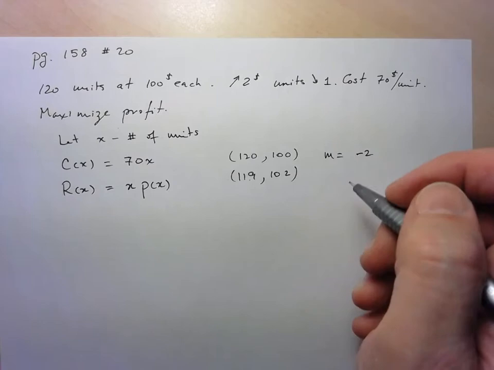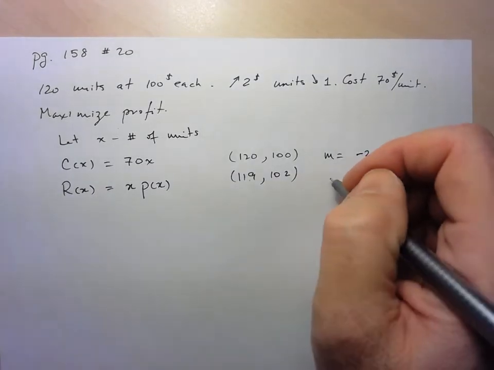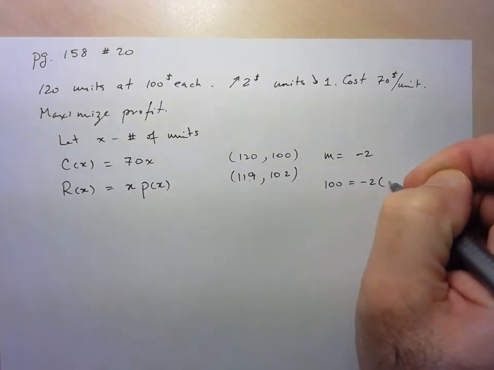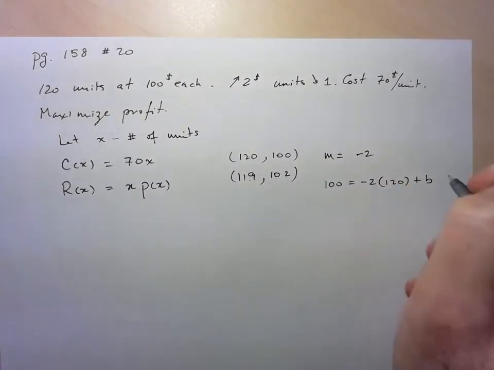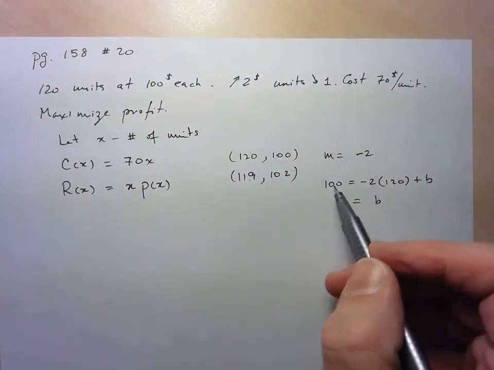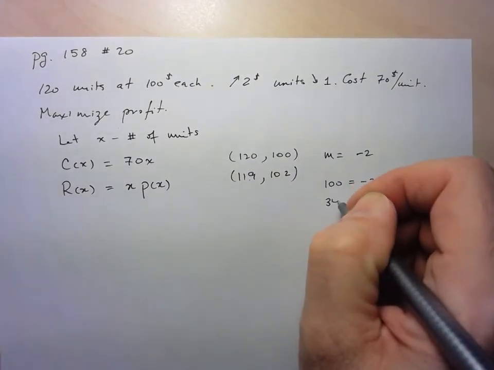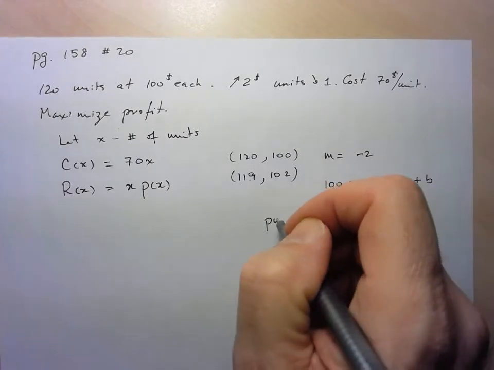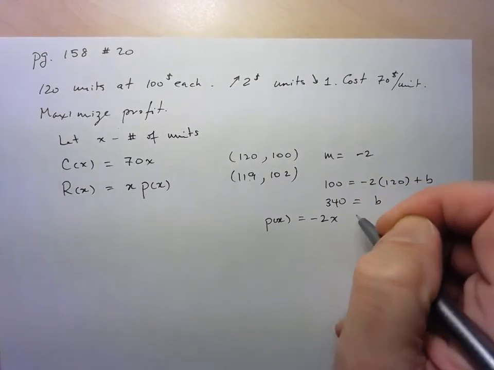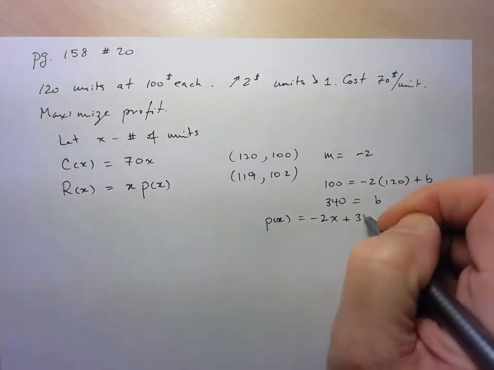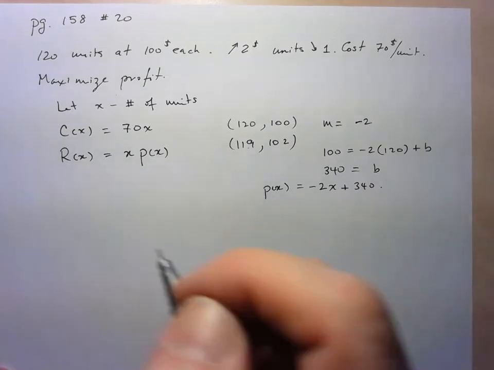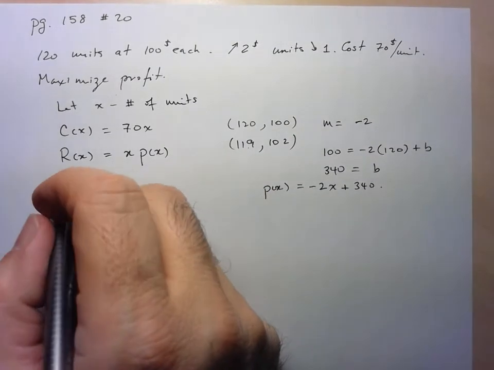So there's my slope, and let's stick this into y equals mx plus b. I'll use the first point, so y is 100, negative 2 times x is 120, plus b. So b is just going to be equal to 100 plus 240, so 340. That means p of x is equal to negative 2x plus 340.